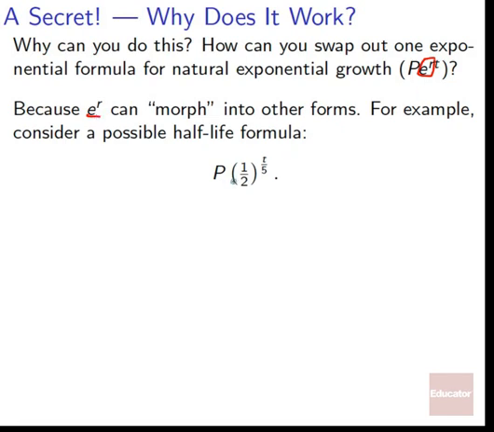So we might have P times 1/2 to the t over 5. So we can see this as P times 1/2 to the rate of 1/5 times time, right? That's what we've got there. So some principal starting amount times 1/2 to the 1/5 times t. So for every, say, 5 years, we have half of the amount that we originally had.